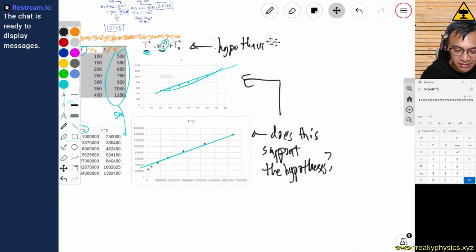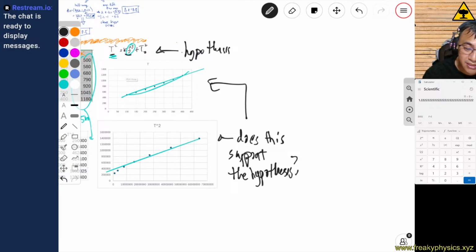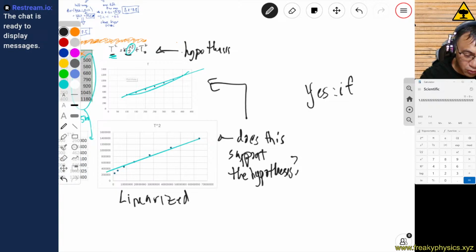However, we have to be careful here. When do you say yes? You say yes if the linearized graph, so let's label this. This is the linearized graph, right? This is the original graph.